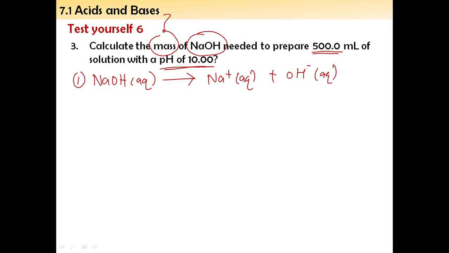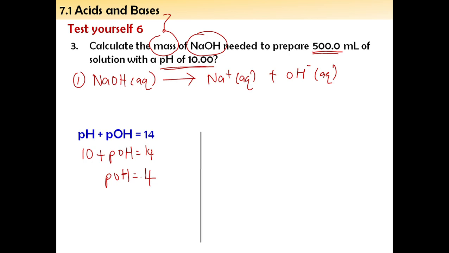But the question give you the pH value. Remember, if you have OH-, boleh ke directly kira pH? Tak boleh kan? Jadi, first step, tolong kira pOH dulu. So, we know that pH is 10, and then we want to find the pOH. Then kita simply tolak, awak akan dapat pOH equals to 4. Now, why you want to find the pOH value? Because dalam pOH baru ada OH-.